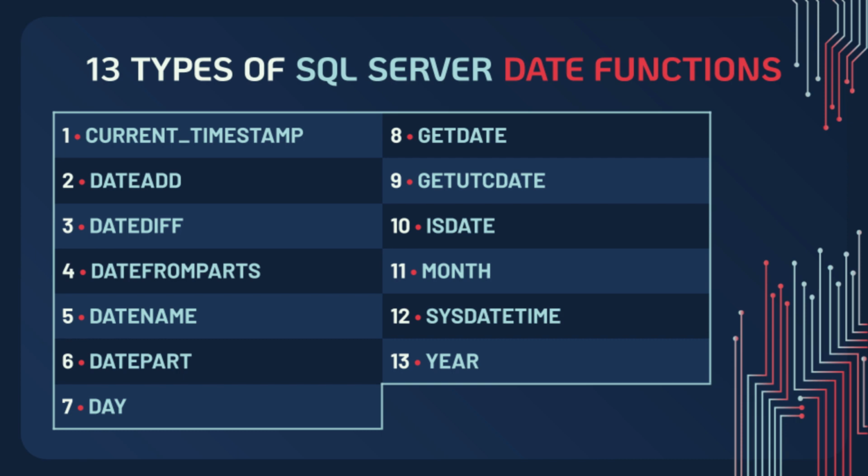In Microsoft SQL Server, there are 13 types of date functions. These are CURRENT_TIMESTAMP, DATEADD, DATEDIFF, DATEFROMPARTS, DATENAME, DATEPART, DAY, GETUTCDATE, ISDATE, MONTH, SYSDATETIME, and YEAR.